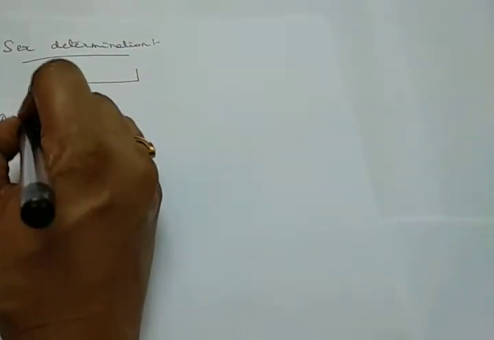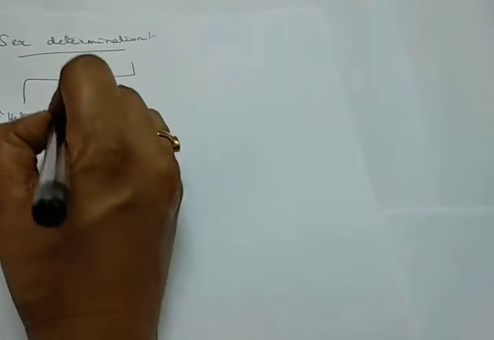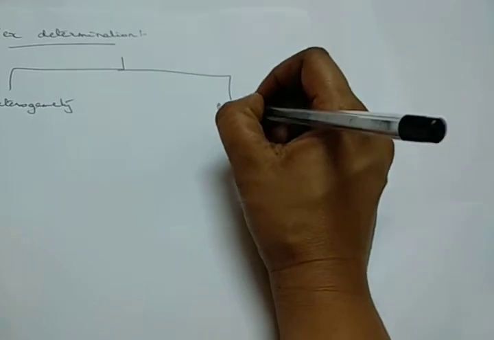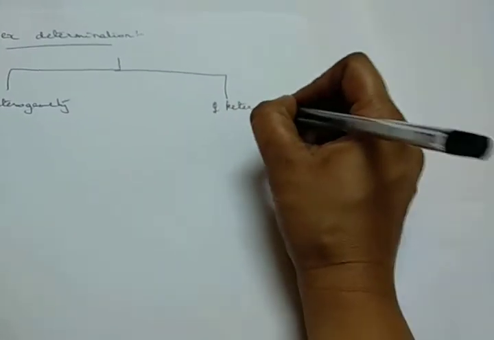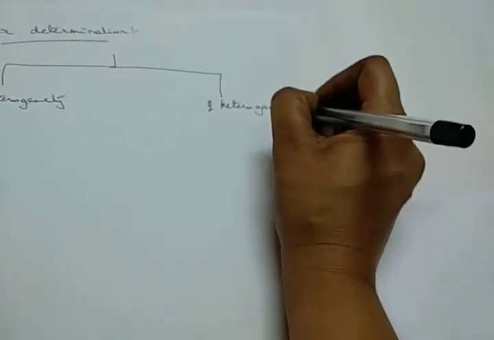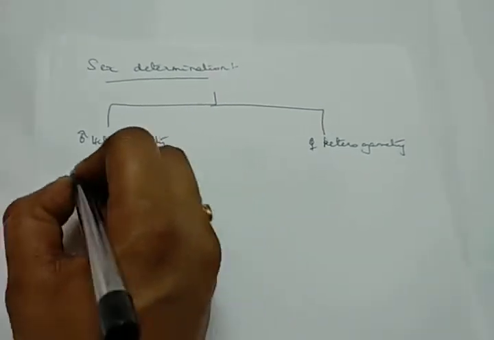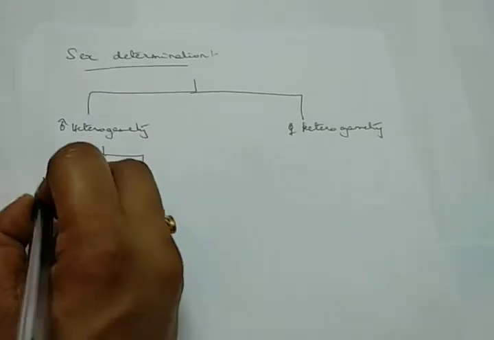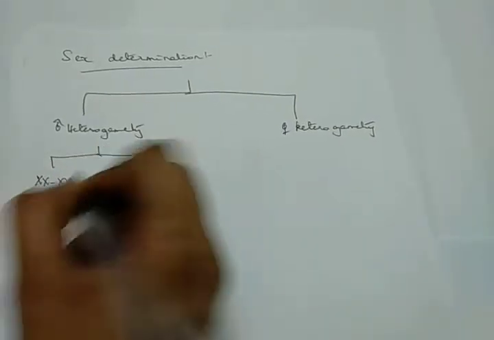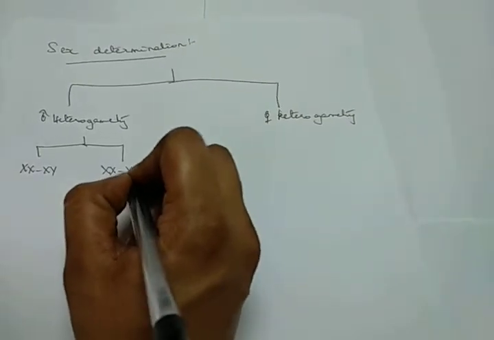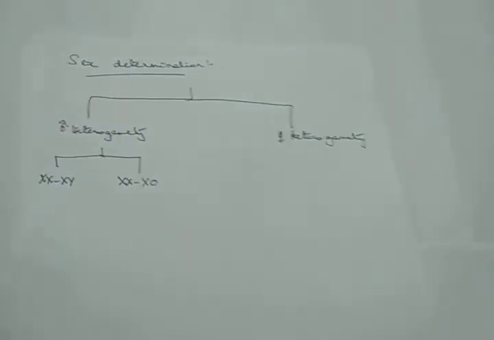male heterogamety and female heterogamety. In case of the male heterogamety, again there are two types. One is called XX and XY type. The other one is called XX and X0 type.